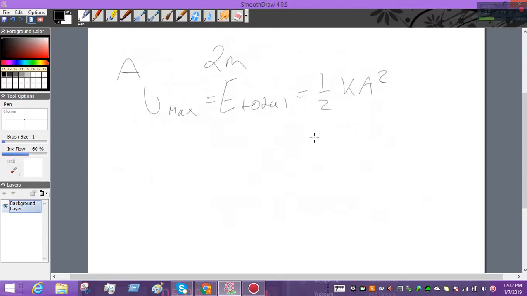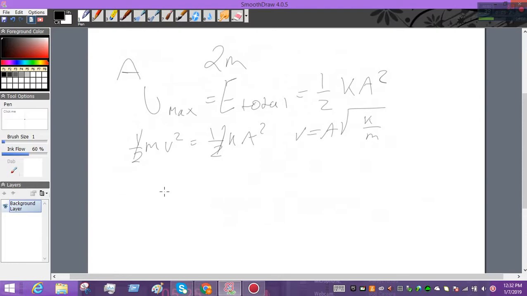If we solve for the first maximum velocity, 1/2 mv squared equals 1/2 kA squared. The 1/2s cancel out, and we get that v equals A times the square root of k over m. Okay?